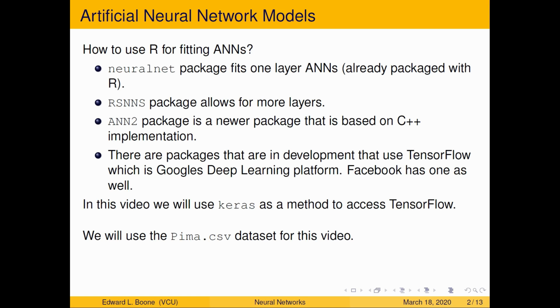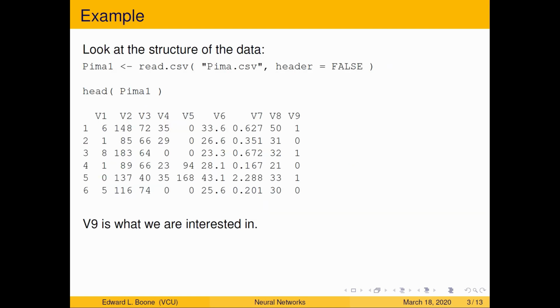We're going to use the pima.csv dataset again. The reason we're going to do that is because you're familiar with it, and it's easy to get, so you can just jump onto the repository and get it if you don't already have it downloaded, which you might. All right, so we're going to read it in just like we've done before. You're going to need to set a working directory, but this will pull it in. This is what it looks like, and variable 9 is what we're interested in, which is whether or not they have diabetes.